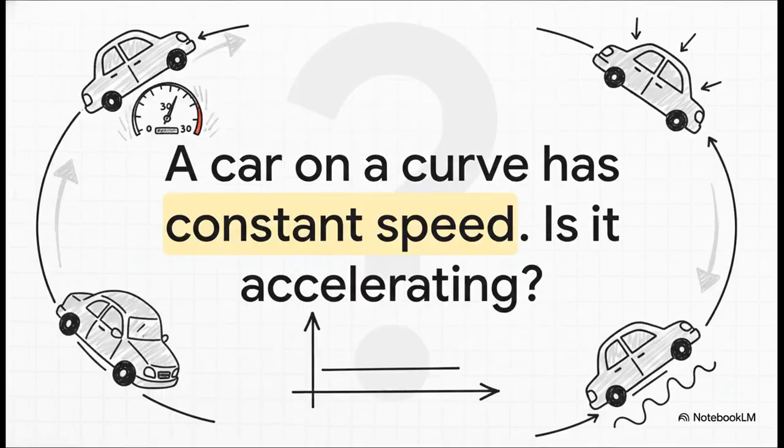That's the secret. And I'll leave you with a little brain teaser to chew on. Remember how we said acceleration is a change in velocity? Well, if a car is going around a curve, its speed might be perfectly constant, say 30 miles per hour the whole way around. But is its velocity constant?